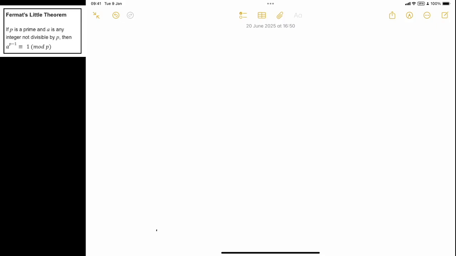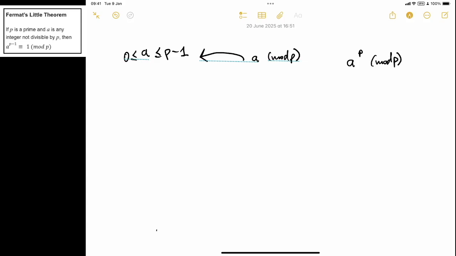First, we may assume that a is more than 0 and less than p minus 1. This is a simple consequence of the modular arithmetic laws. We may just reduce a modulo p if that's not the case, and after reduction a will be in the range from 0 to p minus 1, and this is the same as reducing a to the power of p modulo p, which is a trivial statement. So we may just assume this in the first place.